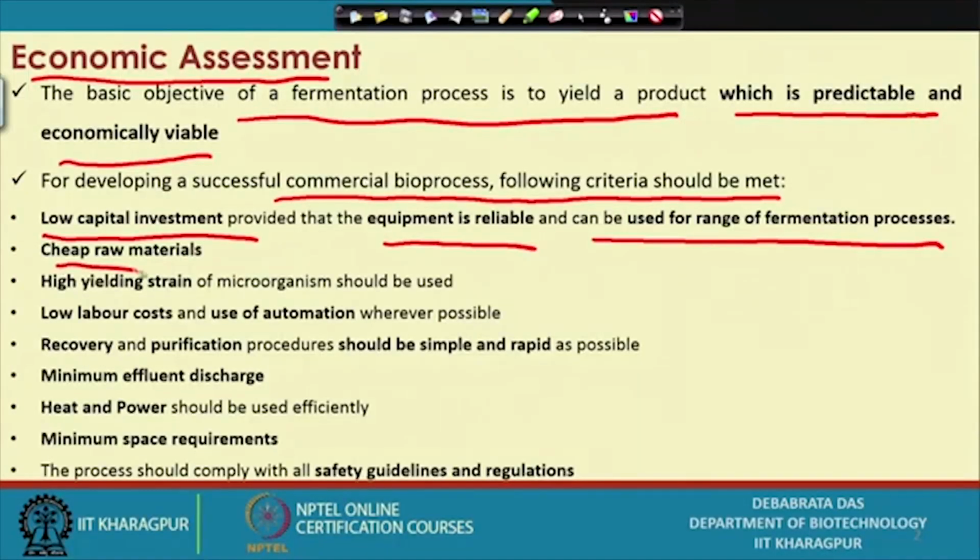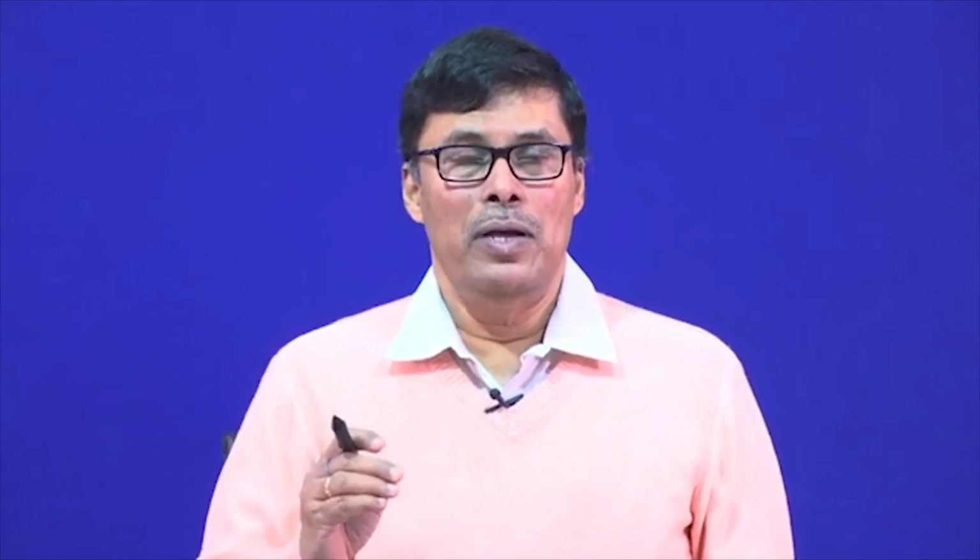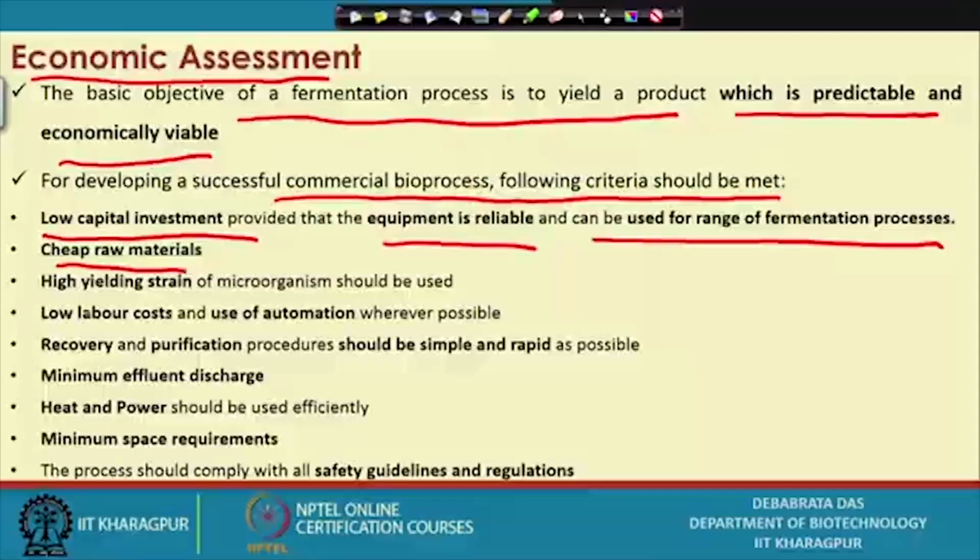Then cheap raw materials. When you say cheap raw materials, it is not only about cost, availability is also very important. Suppose the material is cheap and it is not available, then it is no good. So, usually we find that if you have multiple choices of substrate, then availability of the material will be very good. A high-yielding strain of microorganisms should be used, and I told you that in industry we use the industrial strain. What is the industrial strain? That which can have a higher yield.